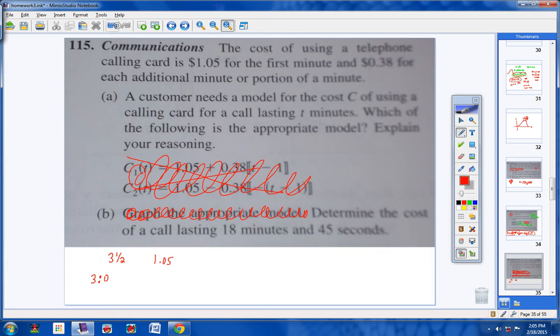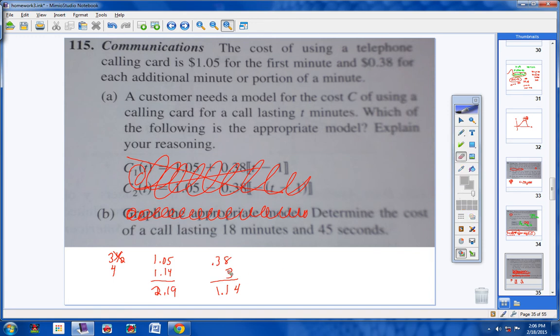So if you're going to talk 3.5 minutes, look at that as how many minutes really? 4. So the first minute's $1.05. So I'm left now with how many minutes? 3. 1 minute is $1.05. The 3 other minutes is 38 cents a piece. So 38 times 3 would be 24. Carry it to $1.14. So I have $1.05 for the first minute, $1.14 for the other 3 minutes. That's $2.19.